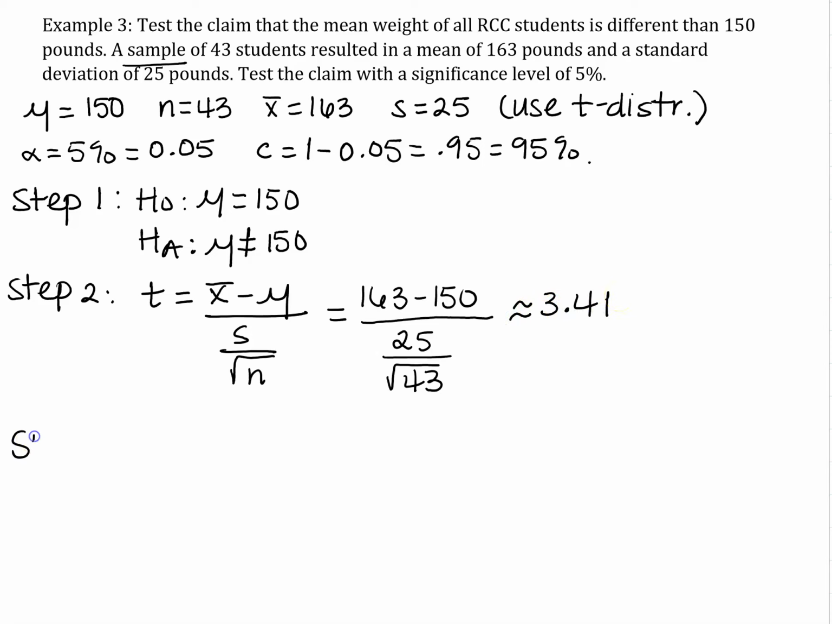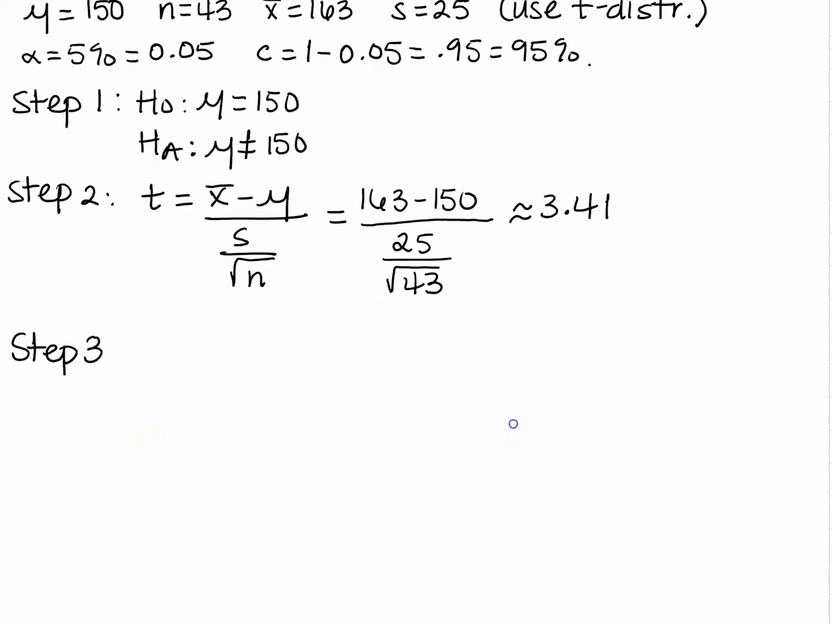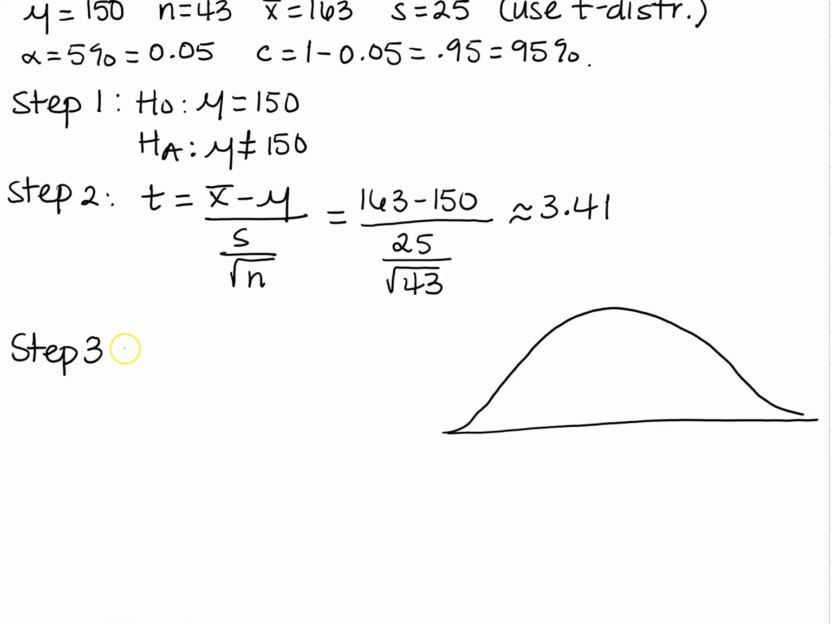So now we are ready to move on to step 3, where we draw our rejection region and determine what our critical values are. So I'm going to be drawing a bell curve. Our alpha is equal to 0.05, and this is a two-tailed test. And this is a two-tailed test because when I look at my alternative hypothesis, it has a not equal in it. There is no inequality pointing in either direction. So whenever you have a not equal, you have a two-tailed test.